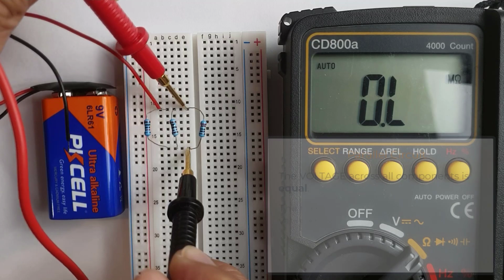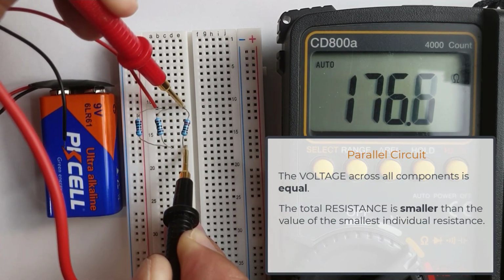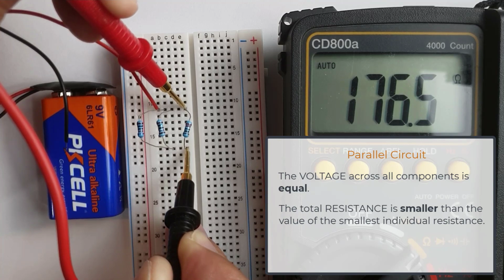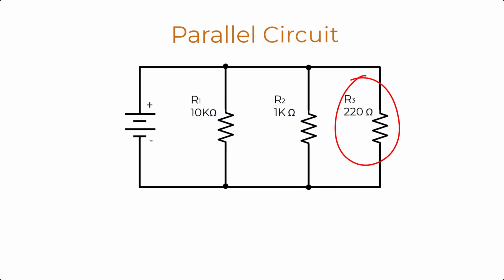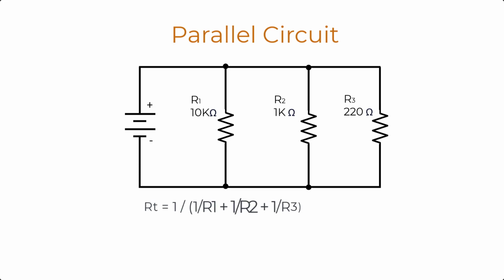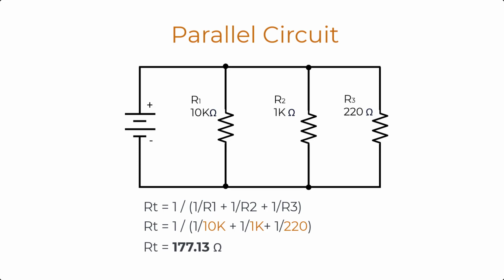But according to the second principle of parallel circuit, the total resistance is diminished to a value that is smaller than the smallest resistance. In this case, the smallest is 220 ohms. We can actually compute it using this formula. Total resistance equals 1 over quantity 1 over R1 plus quantity 1 over R2 plus quantity 1 over R3. And substituting the values of the resistors, 10K, 1K, and 220 ohms, the total resistance is computed as 177.13 ohms. This is very close to what we've measured.